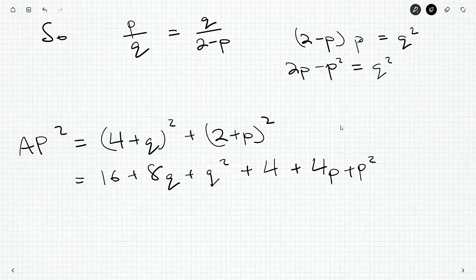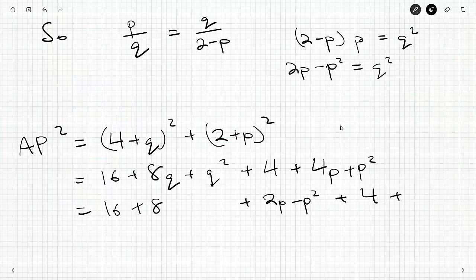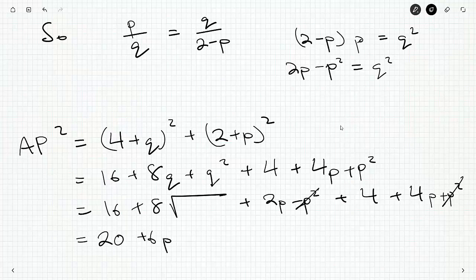And q squared, so I'll deal with this q in a moment, but q squared is 2p minus p squared, and I get 4p plus 4p plus p squared. So these two are going to cancel out, and we're going to be left with 6p here. And so this will be 20 plus 6p, and then, well, I guess write 2p minus p squared here.